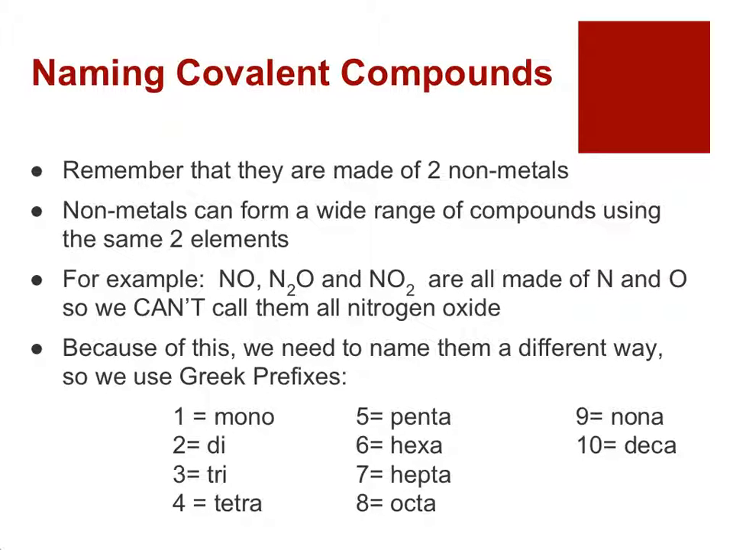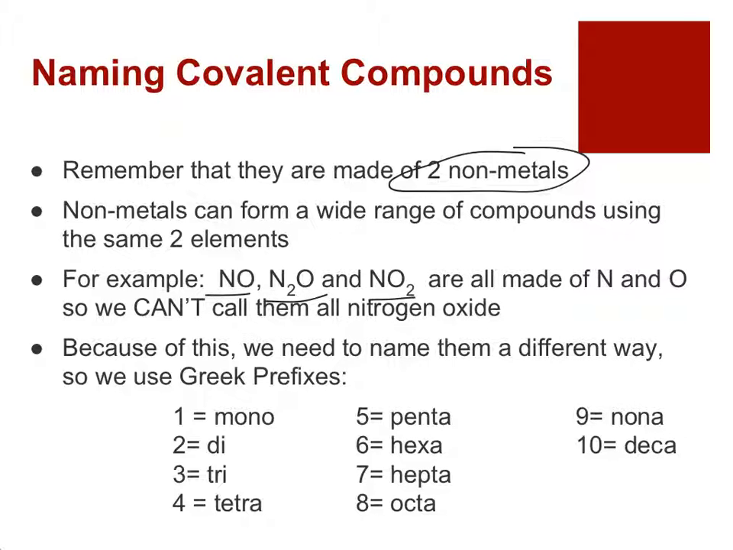In this video, we are going to look at naming covalent compounds. Remember that covalent compounds are made up of two non-metals. So the way that you're going to recognize to use this type of naming is that you have two non-metals. The non-metals can form a wide range of compounds using the same two elements. For example, nitrogen and oxygen can combine together to form NO, or N2O, or NO2.